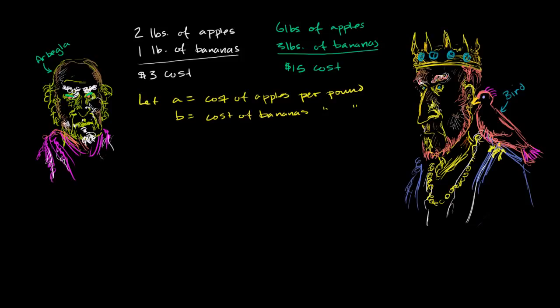So how could we interpret this first information right over here? 2 pounds of apples and a pound of bananas cost $3. Well, how much are the apples going to cost? It's going to be 2 pounds times the cost per pound, A. That's going to be the total cost of the apples in this scenario. And what's the total cost of the bananas? Well, it's 1 pound times the cost per pound, so you're just going to have B. So the total cost of the apples and bananas is going to be 2A plus B, and we know that total cost is $3.